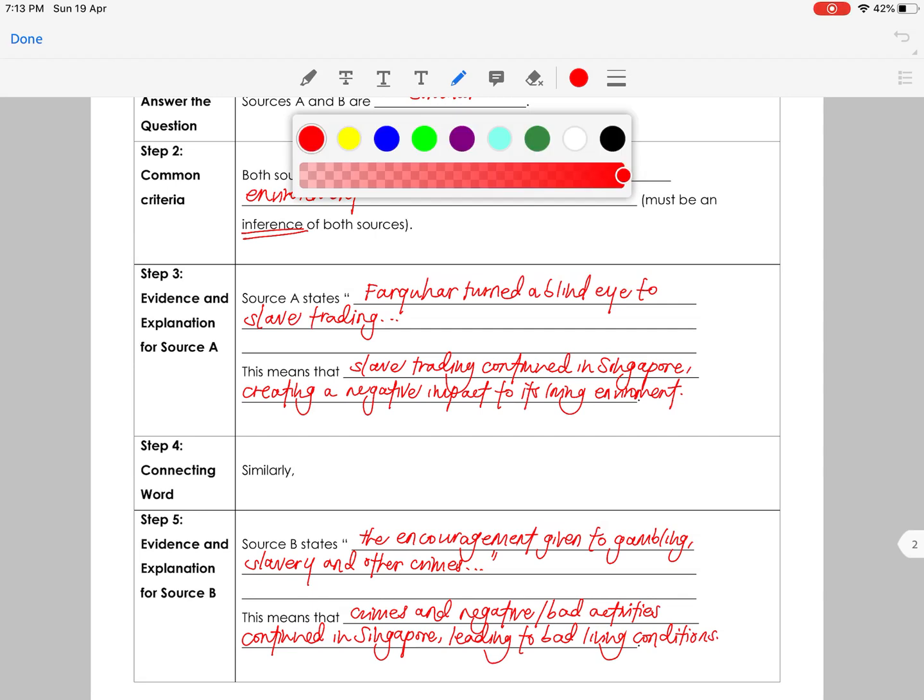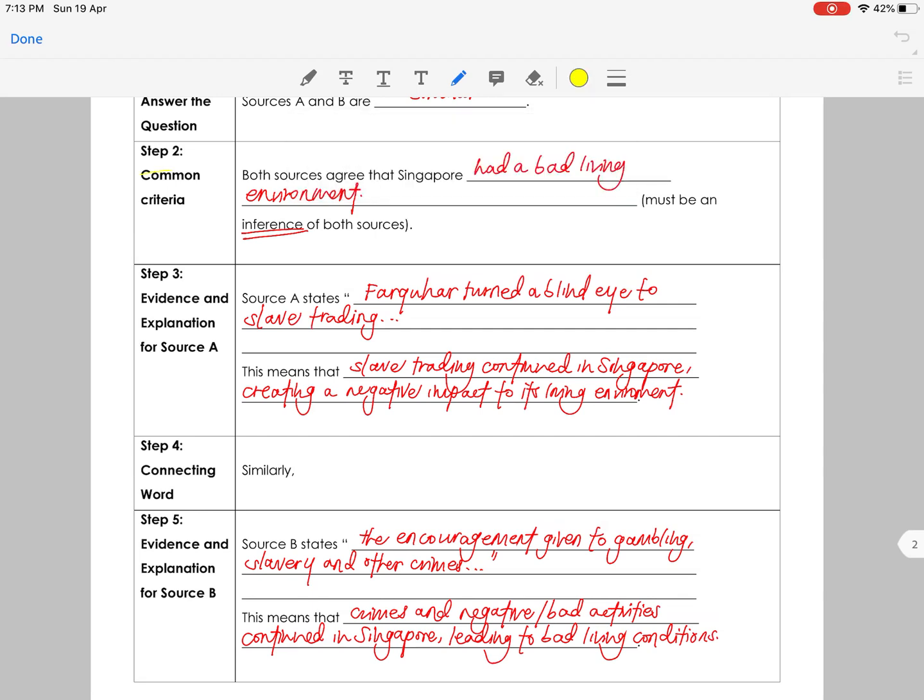I want to highlight that this part, which is called the common criteria, also known as your evidence, is critical in answering a compare and contrast question. I hope that you have understood how a compare and contrast question works. In the next lesson, when the teachers meet you next, they will go through this with you and clarify any doubts or misunderstandings that you may have. Alright, thank you very much for listening and hope that you enjoyed the lesson.